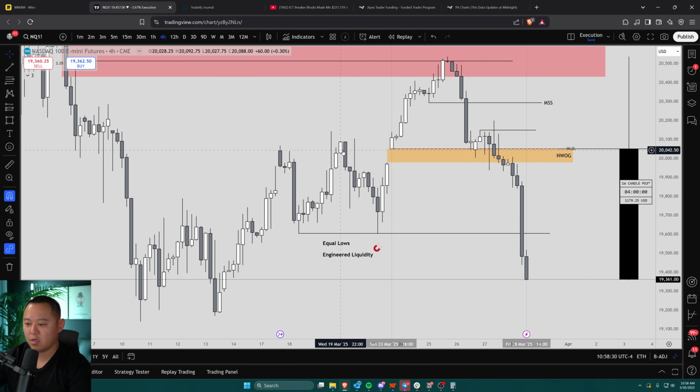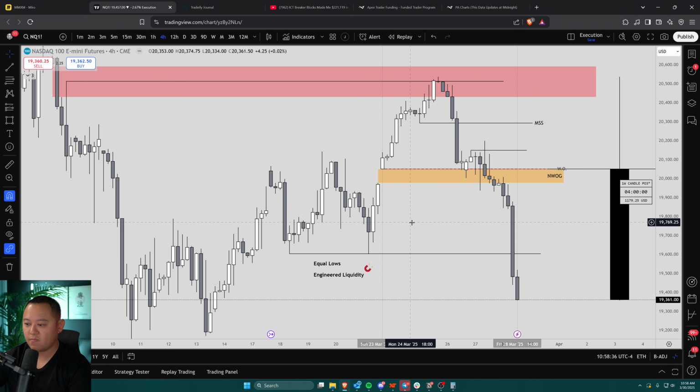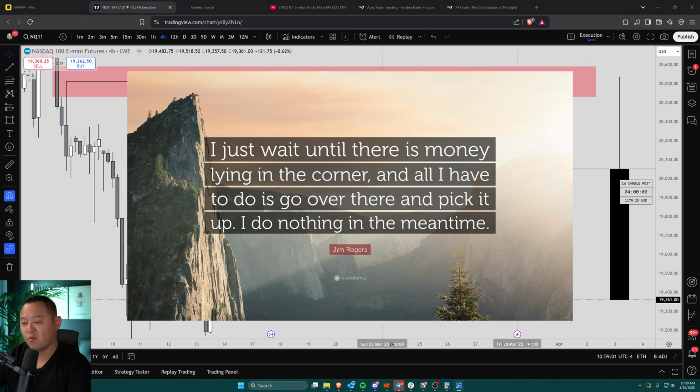Everybody who had their stop below this previous low, none of them get triggered. And as the market's trading away, more and more and more orders get stacked up below these lows. So as it runs away from that level, I just understand that there's more and more money being left there. Now, there's an important quote that I reference all the time, and it's by Jim Rogers. He's a legendary trader, and he says, I just wait until there's money lying in the corner, and all I have to do is go over there and pick it up. I do nothing in the meantime.